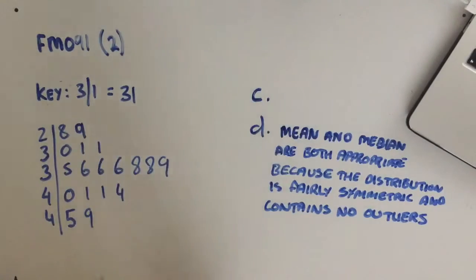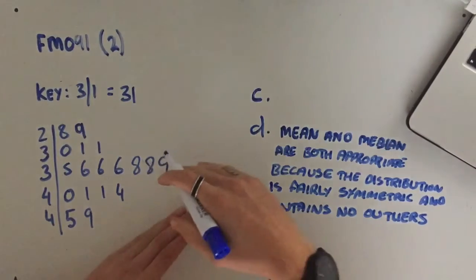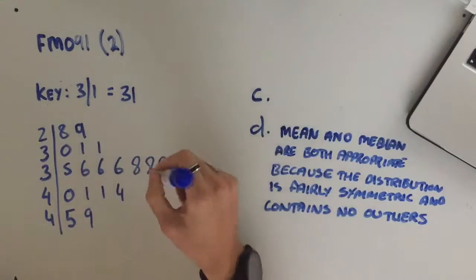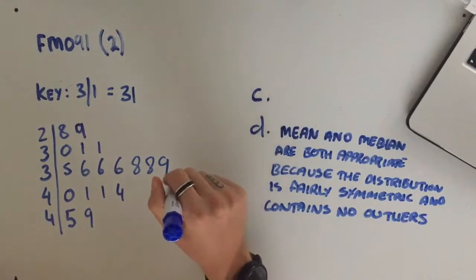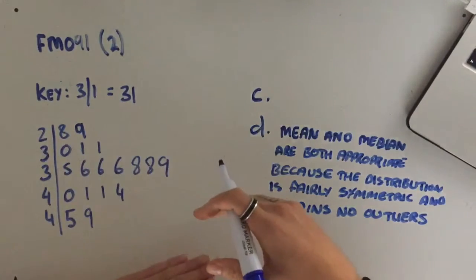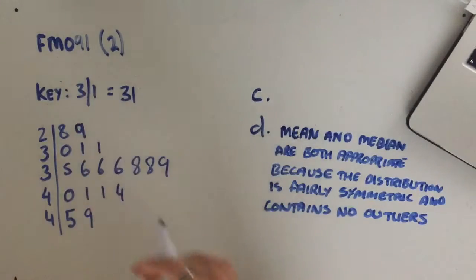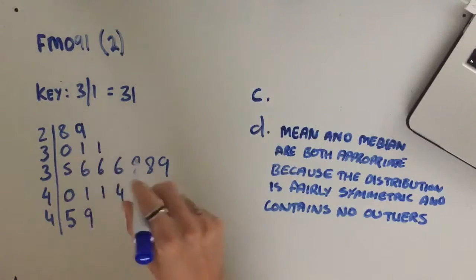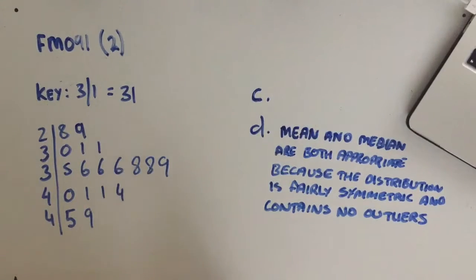So guys, looking at this information here, we can see that number one, our data is fairly symmetric in nature. We have the most amount of information happening at this top end of 30, and then our data is sort of just spreading evenly as it goes up and down. So that's what we're talking about when we say the distribution is fairly symmetric. And also this distribution contains no outliers.